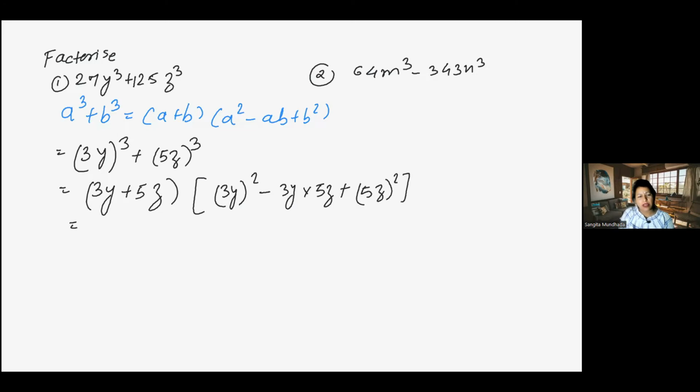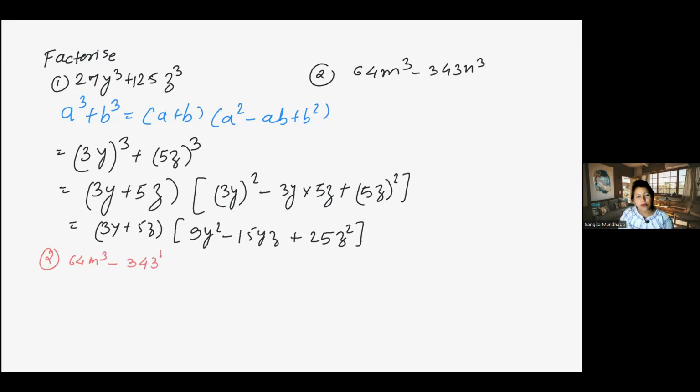Which is equal to 3y plus 5z, second bracket 9y square minus 15yz plus 25z square. Then question number 2: 64m cube minus 343n cube can be written as, 64 is the cube of 4, so (4m) cube minus 343 is the cube of 7.